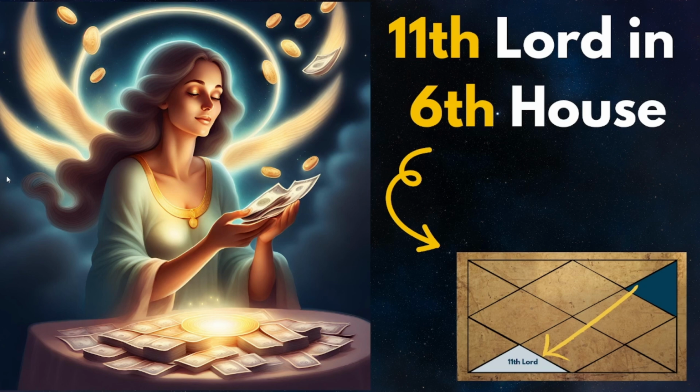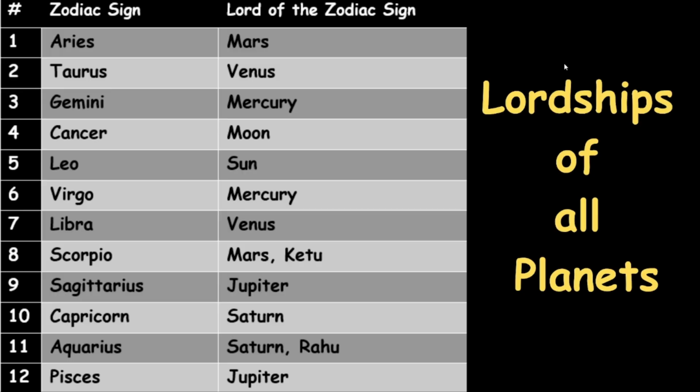Today we will discuss the 11th lord placed in the 6th house of a birth chart in Vedic astrology. What do you mean by the Lord of the House in Vedic astrology? Each planet has a responsibility of handling either one or two houses. So these planets become the Lord of those houses.